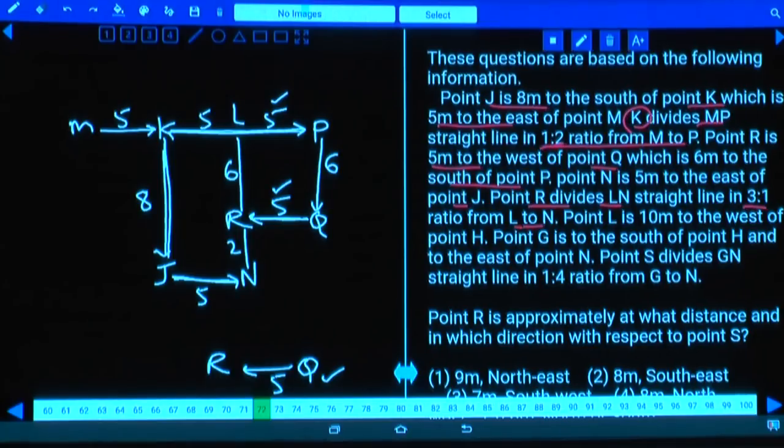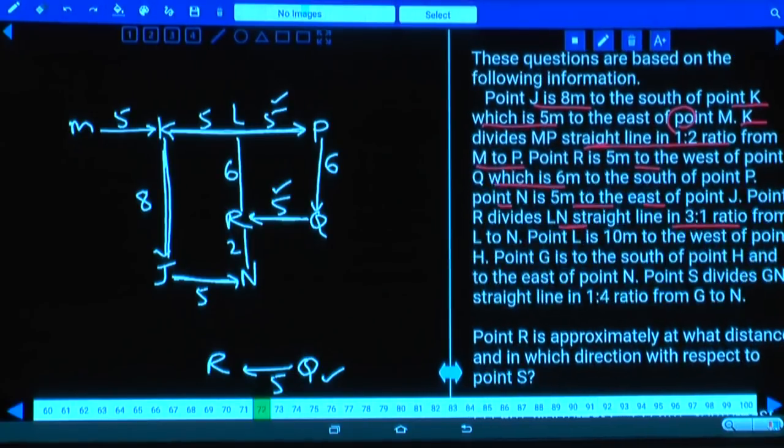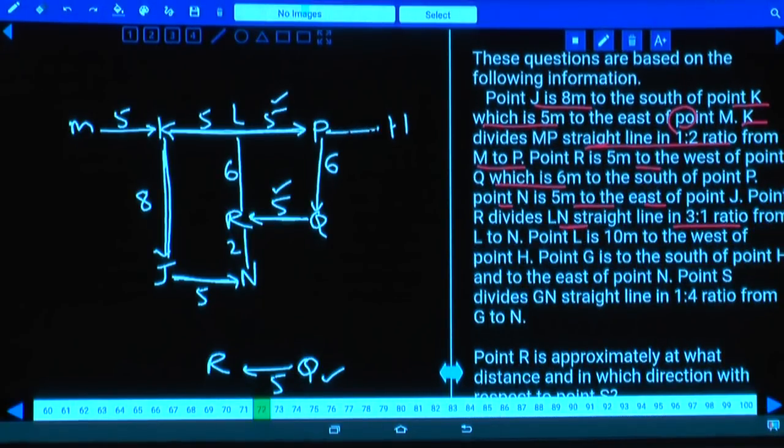And from L to N, L is 10 meters to the west of H. Now this L is 10 meters to the west of H. As of now, 5 meters to the west of P and 5 meters, the total distance between these two is 10 meters. G is to the south of H and east of N. Tell me what is the total distance. 5 plus 5, the total distance is 10.